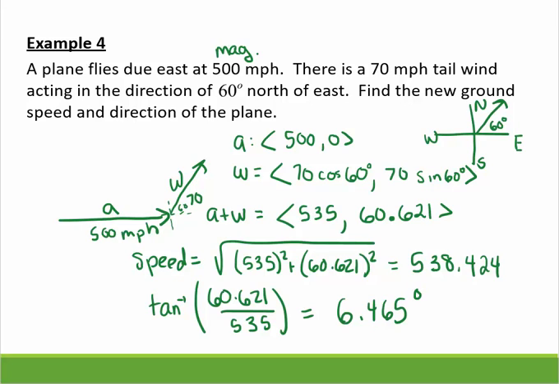Now let's look at why that makes sense. Because my wind, if you look at the wind, it's pushing my airplane that way. So my resultant vector of A plus W is that. That makes sense that that's a really small angle. Okay, so that is it for our introduction to vectors. Hopefully that was a review of things you have seen before.